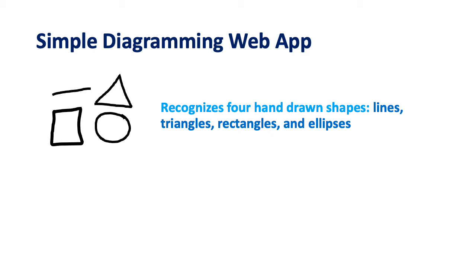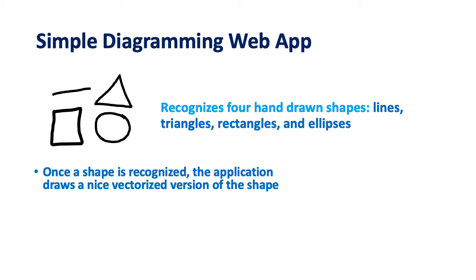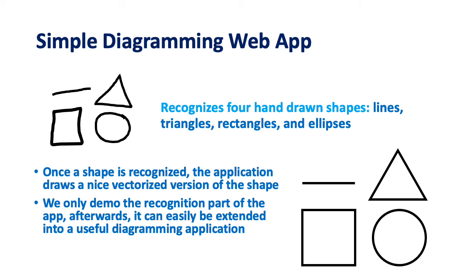Okay, so I will be demoing a simple diagramming web application. The application recognizes 4 hand-drawn shapes: lines, triangles, rectangles, and circles, and it uses a neural network to recognize those shapes. Once a shape is recognized, the application will draw a nice vectorized version of the shape. So it would take the inputs and give you a vector version of them. We will only demo the recognition part of the app, which afterward can easily be extended into a more useful diagramming application that allows you to drag and drop shapes, for example, and so on. Sort of like a simple Microsoft Visio.